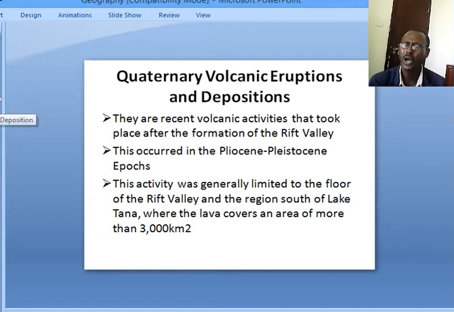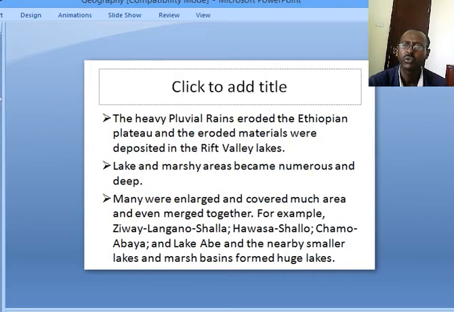Look how it covers a large area because of a huge lava flow. The Quaternary volcanic eruptions and depositions are recent volcanic activities. They are very, very recent volcanic activities.